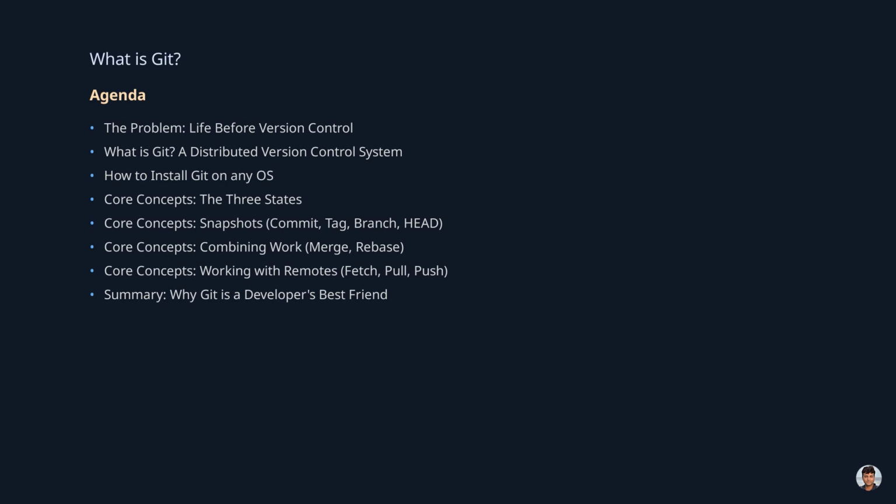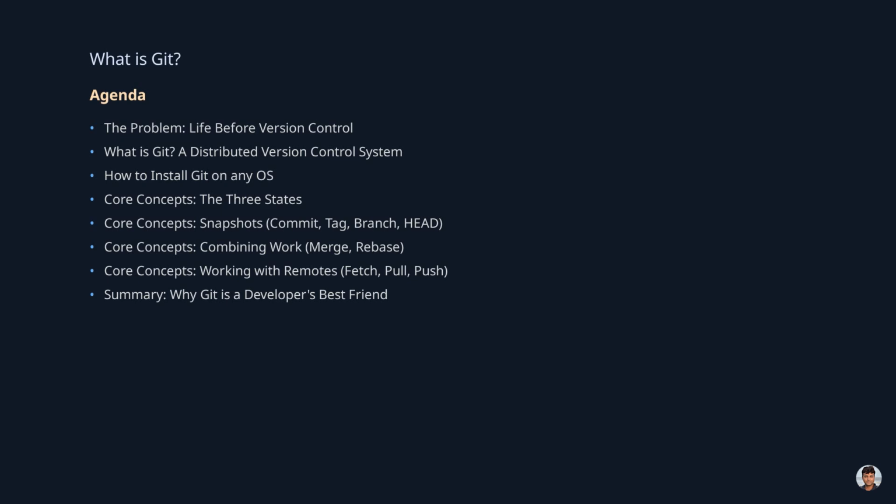After that, we'll dive into the core concepts, starting with the three fundamental states: the working directory, the staging area, and the repository. We'll then cover how Git captures snapshots of your project using commits, tags, and branches, and understand the role of head. We will also learn how to combine work from different branches using merge and rebase. Finally, we'll look at how you collaborate with others using remote repositories with fetch, pull, and push. By the end, you'll understand why Git is an essential tool for modern software development.